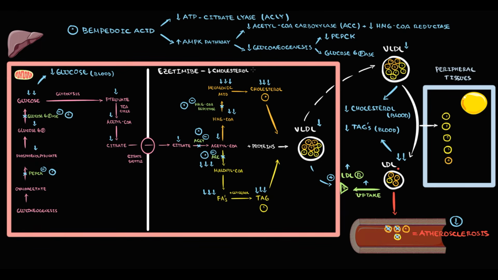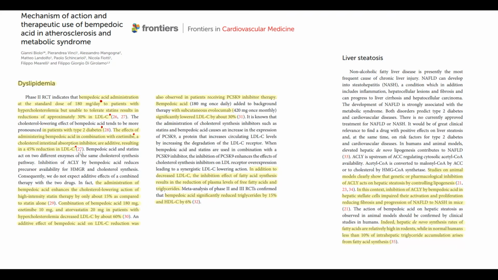Ezetimibe blocks cholesterol absorption in the intestine, and the lower the absorption of cholesterol, the lower the income of cholesterol to the liver tissue. So ezetimibe basically potentiates the cholesterol-lowering effect due to a completely different mechanism of action.